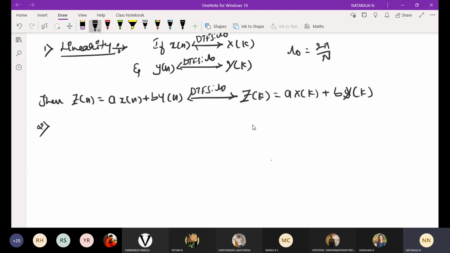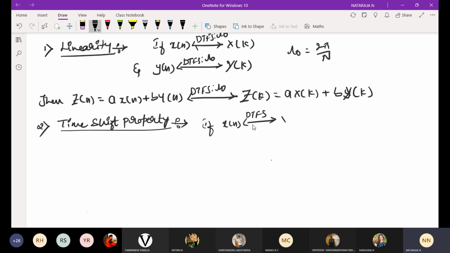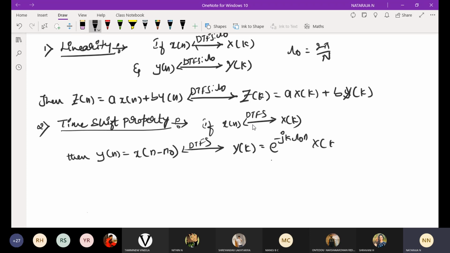Okay, next, take the second one, time shift property. If x of n with respect to DTFS gives x of k, then y of n is equal to x of n minus n naught, with respect to DTFS, y of k is equal to e power minus j k omega naught n naught into x of k.